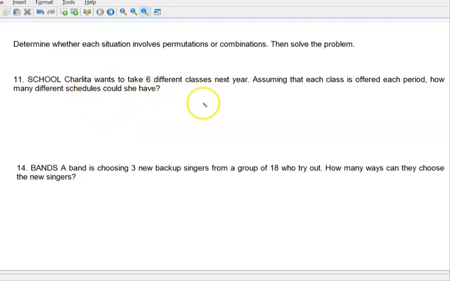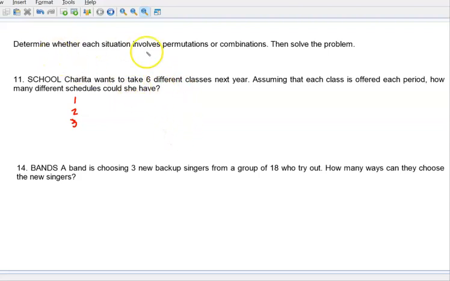We have the student who wants to take 6 different classes next year. Each class is offered each period. How many different schedules could she have? If you think about it, there cannot be 2 classes offered during the same class period. So we have to have a first period and then a second period and then a third period. So definitely we're talking about an order here. Order is really all we're talking about. How many different ways can we arrange these 6 different classes?